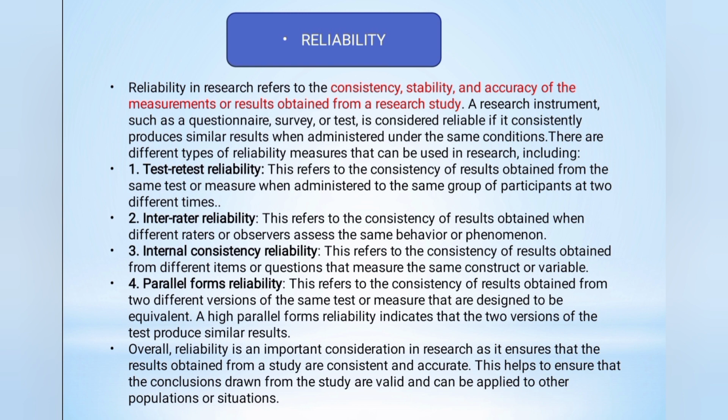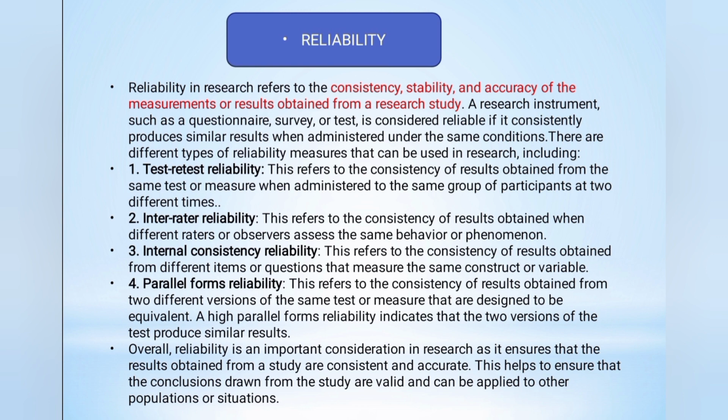2. Inter-rater reliability. This refers to the consistency of results obtained when different raters or observers assess the same behavior or phenomenon. 3. Internal consistency reliability. This refers to the consistency of results obtained from different items or questions that measure the same construct or variable. 4. Parallel forms reliability. This refers to the consistency of results obtained from two different versions of the same test or measure that are designed to be equivalent. A high parallel forms reliability indicates that the two versions of the test produce similar results.